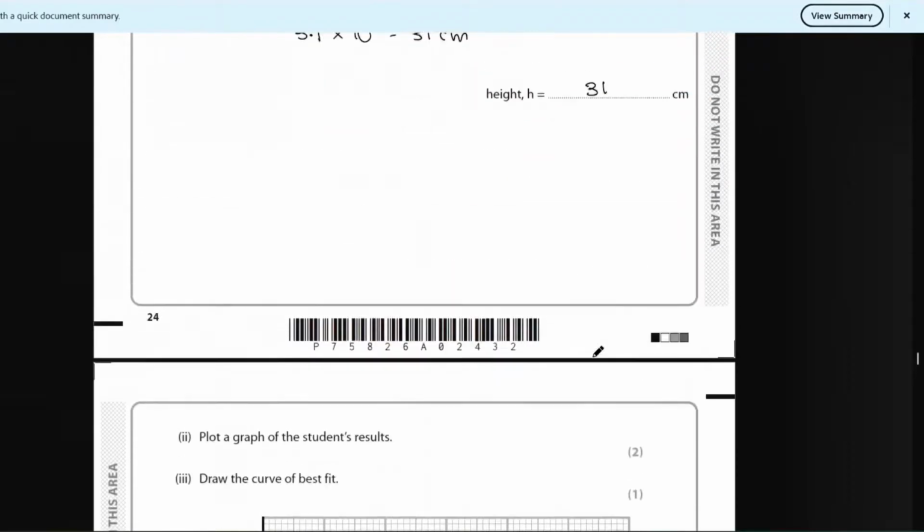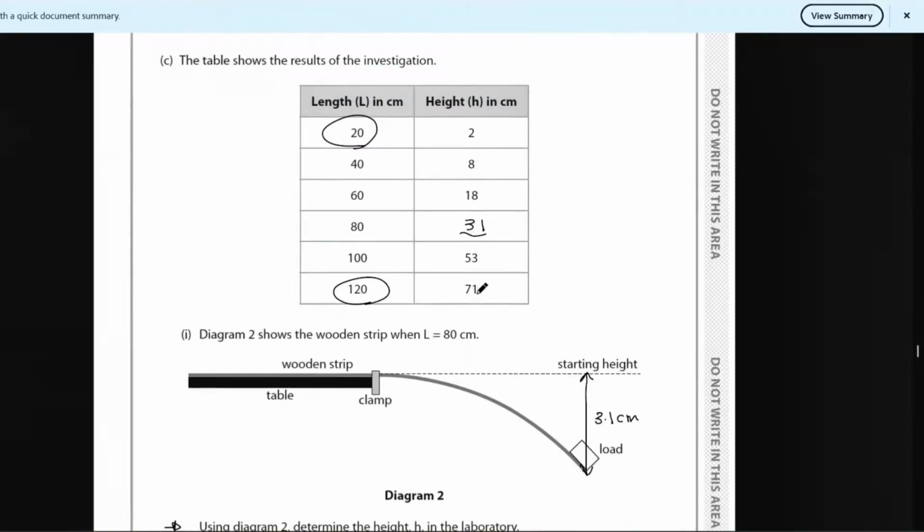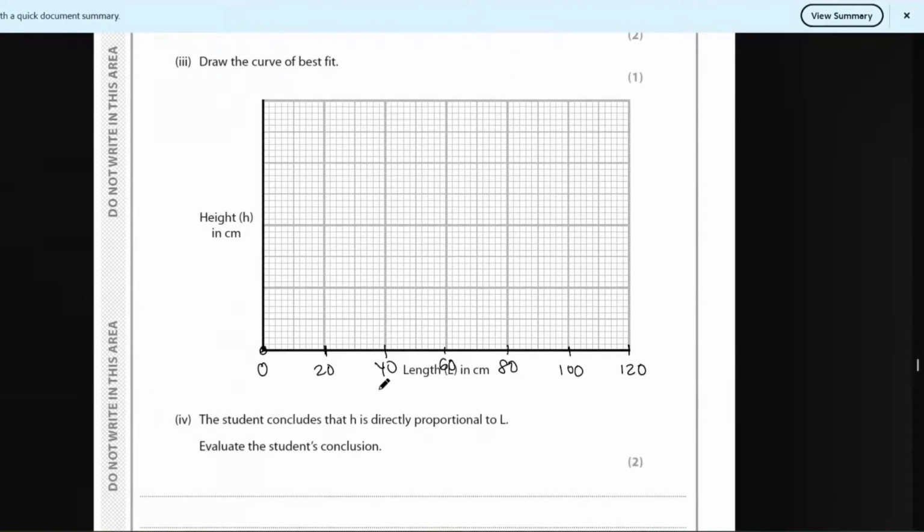The height, what's the maximum height? The maximum height we can see is 71. Starts from 2, ends at 71. So let's choose a suitable scale. We can make this 20. This can be 40. This will be 60. And this would be 70. Now we need to plot the points.